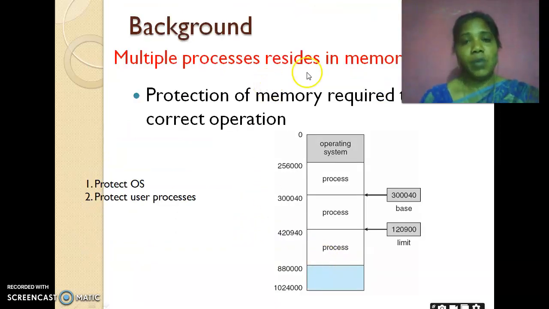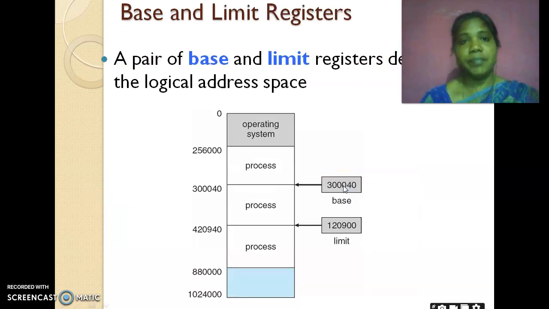That is what resides in the memory. Multiple processes reside in the memory, so we need to decide how memory is allocated to these processes. Protection of memory is required to ensure correct operation. Each process occupies a separate contiguous allocation. Here we see the base and limit registers. In this process it contains the base register, and in this process it is the limit.